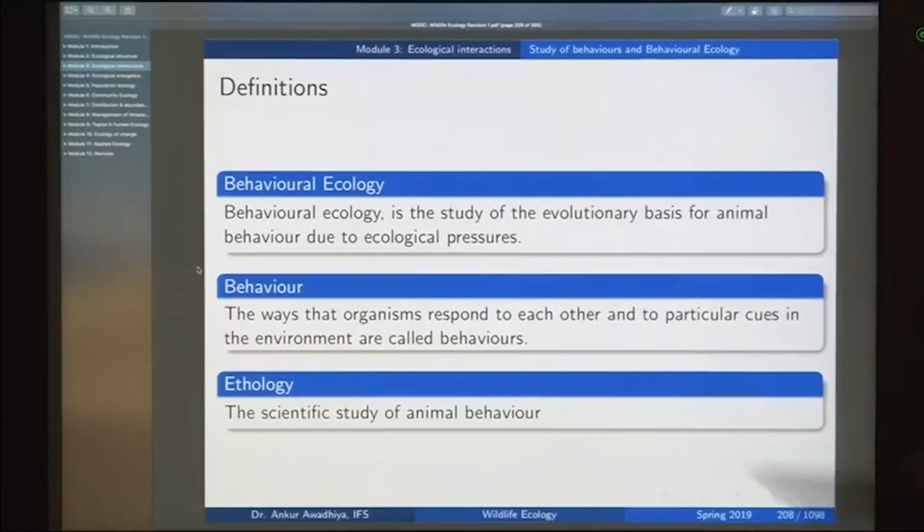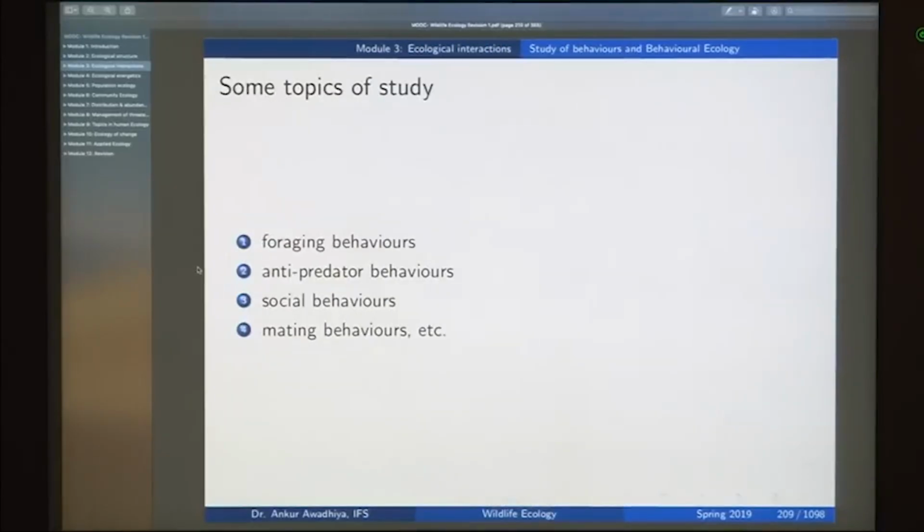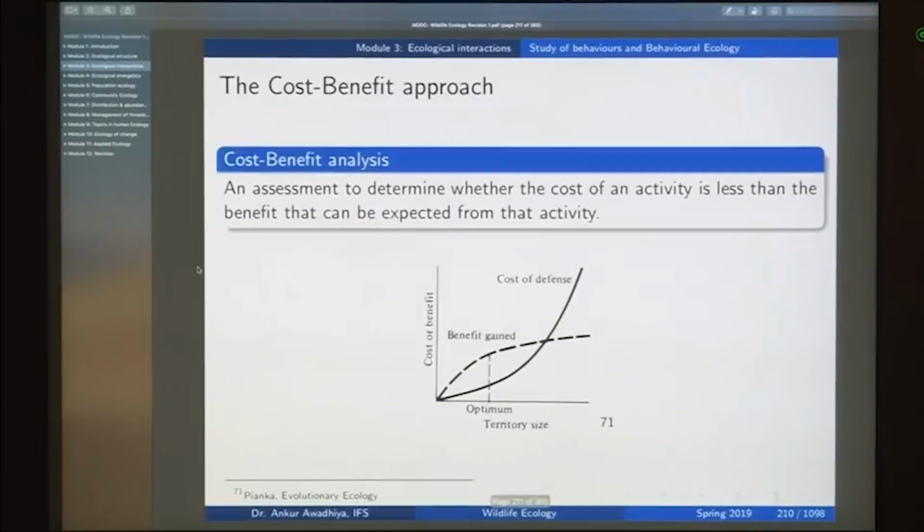So, we also have a look at the pressures that are there. Then we define behavior as the ways that organisms respond to each other and to particular cues in the environment, and ethology is the scientific study of animal behavior. Some things that we study here are foraging behavior, anti-predator behavior, social behavior, mating behavior, and so on.